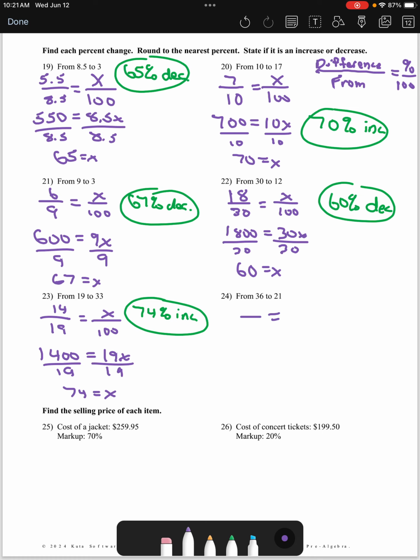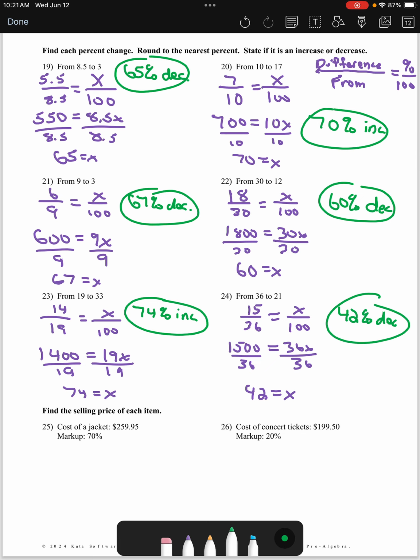And finally, from 36 to 21. Started off the same way. 36 and 21 have a difference of 15. And our from value is 36. Cross products are 1500 and 36x. Dividing both sides by 36 gets us, rounded, 42 being equal to x. We went down to get from 36 to 21, so this is a 42% decrease.